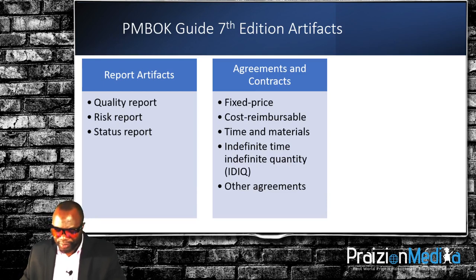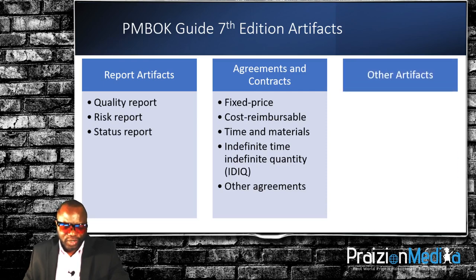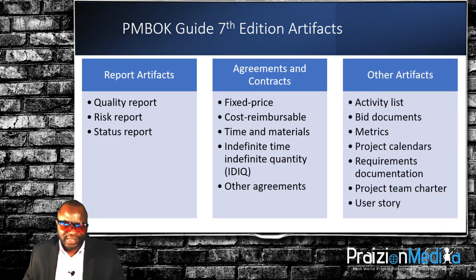And then we have other agreements, things like MOUs, Memorandums of Understanding, MOAs, Memorandums of Agreement, SLA, Service Level Agreements, and Basic Ordering Agreement, BOA, amongst others. Let's go to our next one here. Other artifacts, activity list, a list of activities, bid documents, RFIs, RFQs, RFPs.